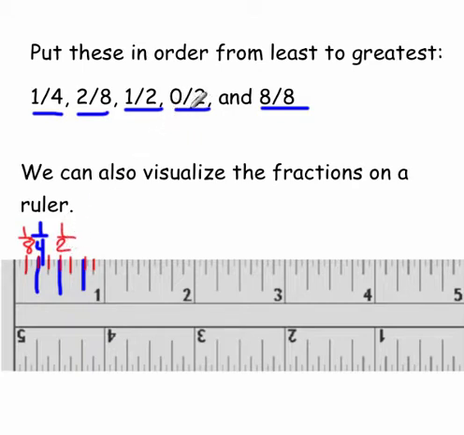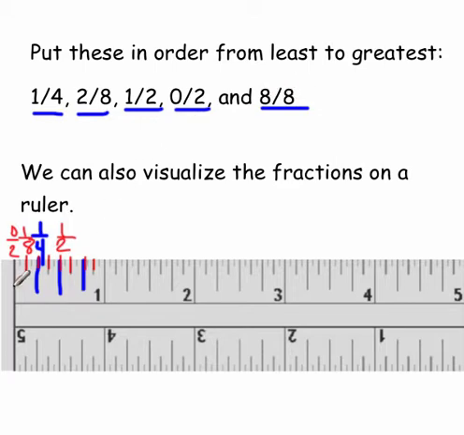Next fraction, 0/2. That'd be 0 pieces out of 2. I'd be right here at the beginning. I haven't moved at all if I have 0 in the numerator. 0/2 goes right there. And finally, 8/8.